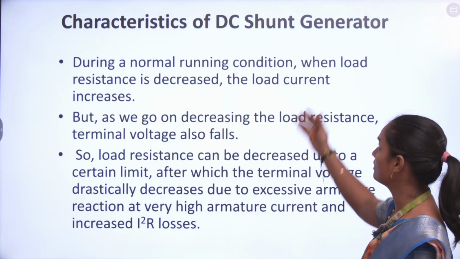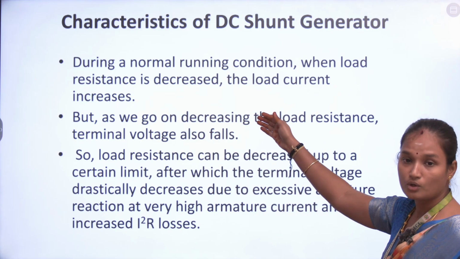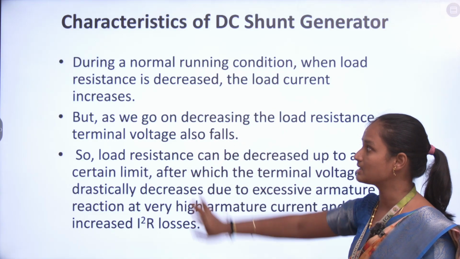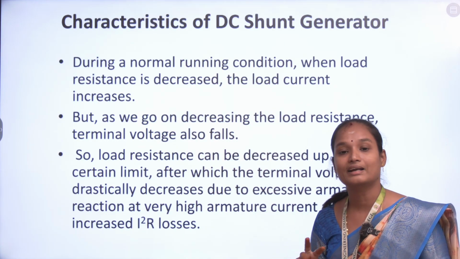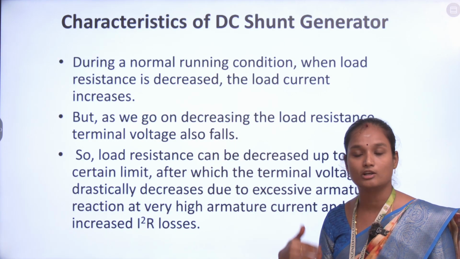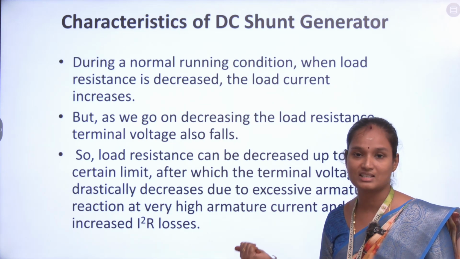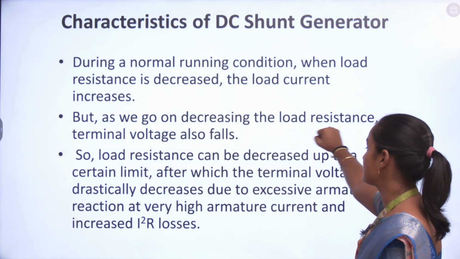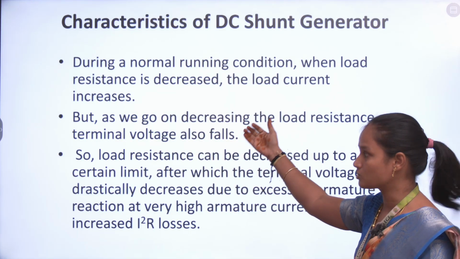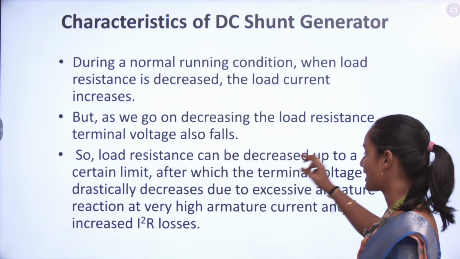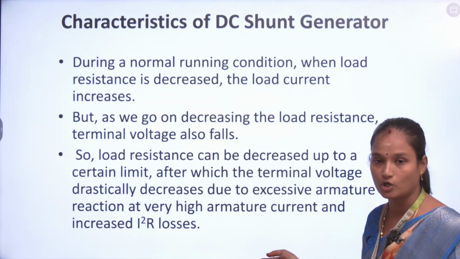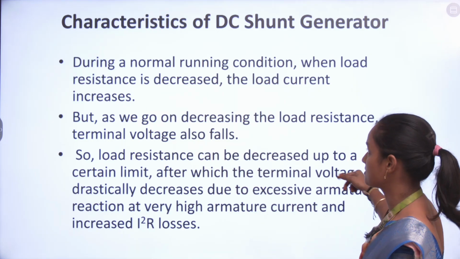And next one, this is called characteristics. During normal running conditions, when the load is increased, the load current obviously increases, because current and resistance are inversely proportional. Therefore, if you increase the current, the resistance is going to be reduced. This is how it shows. So we go for decreasing the load resistance because the voltage is going to start to flow. The load resistance can be decreased up to a certain limit. After that, you can gradually increase it in order to reduce the I square R losses.